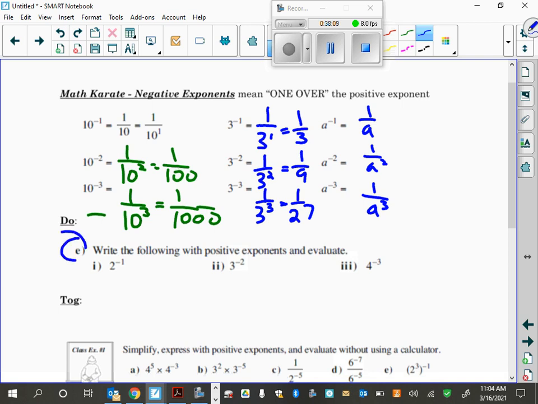Math karate will help you. Just don't stand up and go, yeah! While we're writing the test. Frowned upon. But you can think it, you can visualize it.